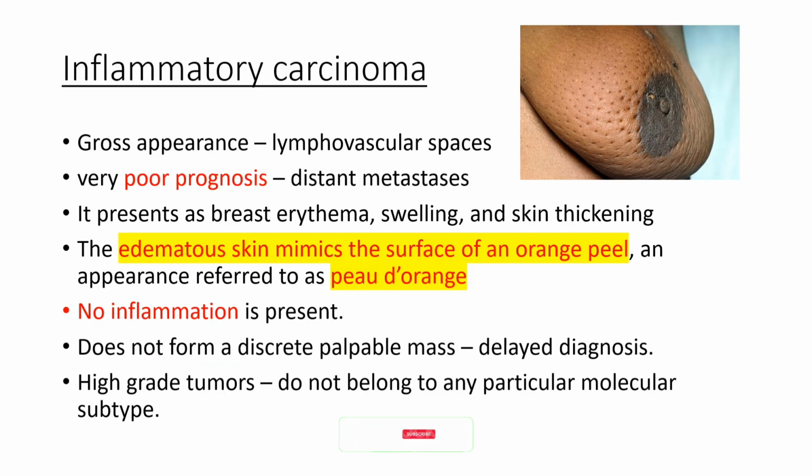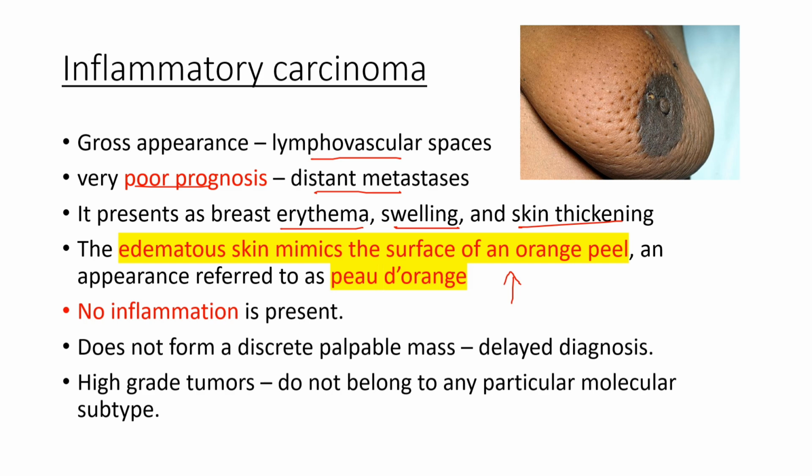Now at last, the inflammatory carcinoma. In gross appearance, they will show lymphovascular spaces, and they will have distant metastasis, so the prognosis is poor. They present as breast erythema, swelling, and skin thickening. The important point to note here is the edematous skin mimicking the surface of an orange peel. This is known as the peau d'orange appearance.